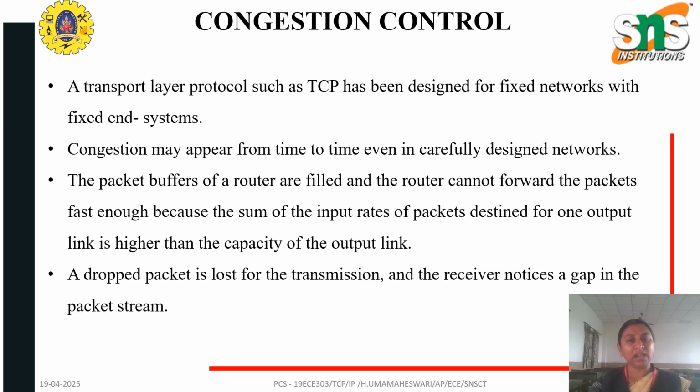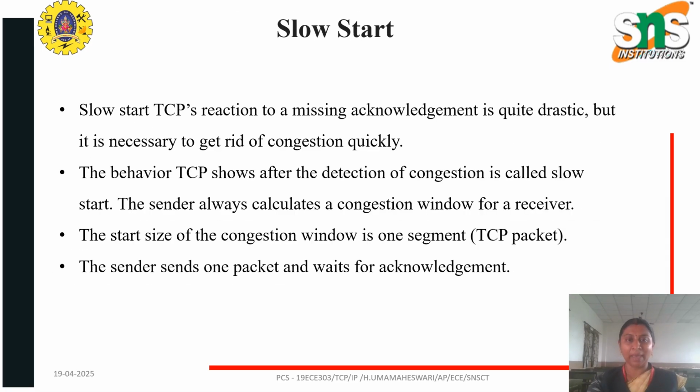Congestion control is mainly designed for fixed networks with fixed end systems. Congestion may appear from time to time even in carefully designed networks. The packet buffers of a router are filled and the router cannot forward the packets, as there is not enough capacity on the output link. So the dropped packet is lost for the transmission and the receiver notices a gap in the packet stream.